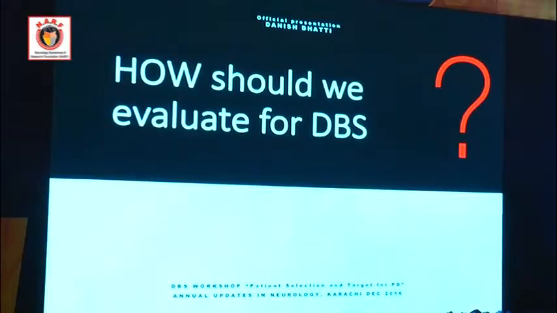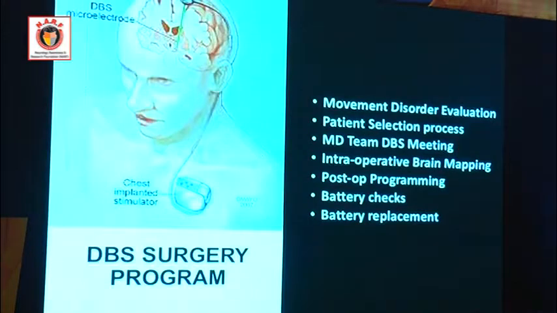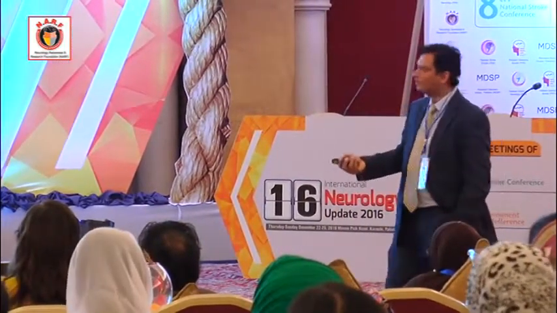So how should we evaluate for DBS? What's one of the processes? This is a process that is followed by many big centers in the US. It's called the CAPSET protocol, and I'm going to show you how we do it. So of course, you have to have a program to do this evaluation. You need a movement disorder evaluation to establish a reasonable idiopathic Parkinson's disease diagnosis. It has to be done by an expert who is comfortable with making that kind of a judgment, because there is no scan or blood test that will do that for you.